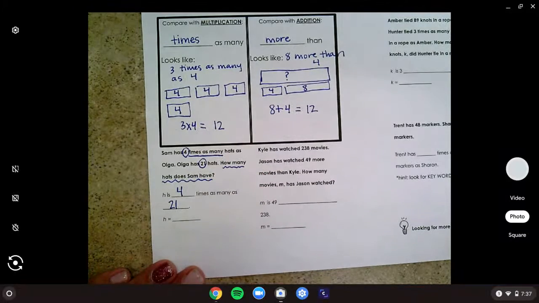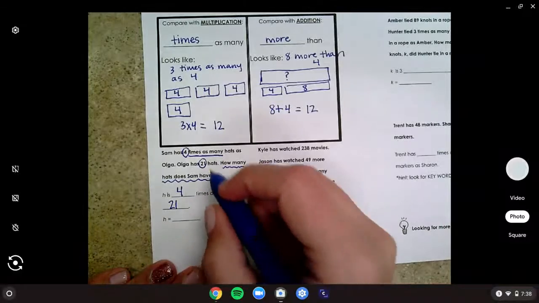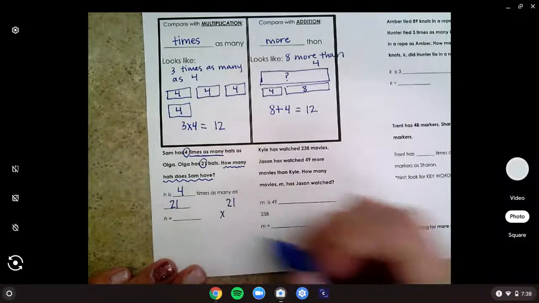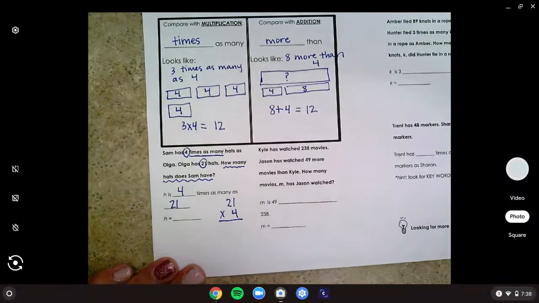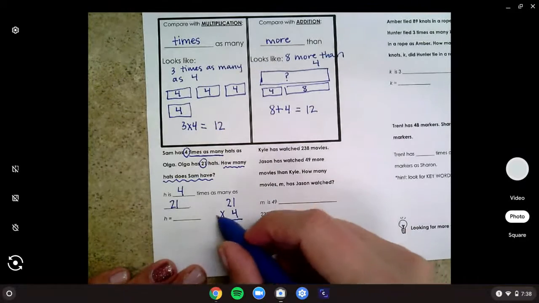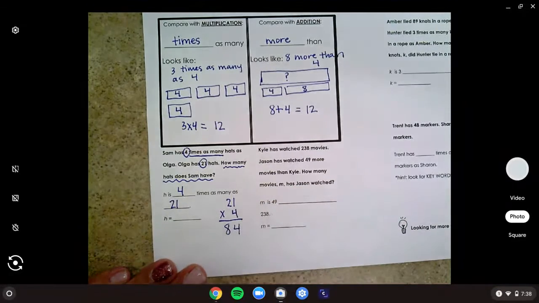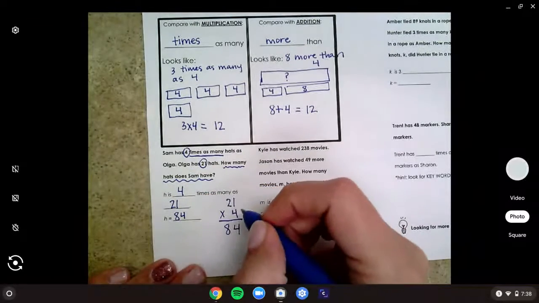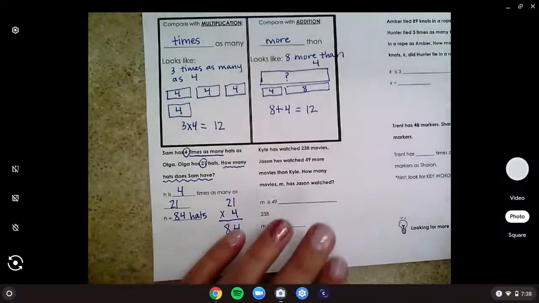So 4 times 21. Now to find H, we have to multiply, right? Because times as many means multiply. So I'm going to set up my work here on the side because I want my final product to go under there. 21 times 4. Well, we remember how to do these multiplications. 4 times 1 is 4, and 4 times 2 is 8. So H is 84. If we want to add a label, even though that H means it, we can add hats. I'll never get mad at you for adding hats.